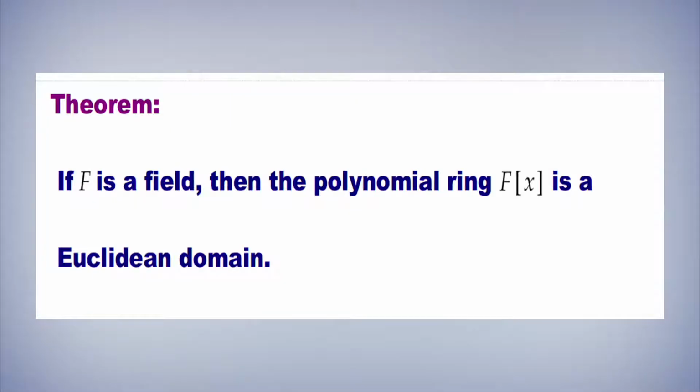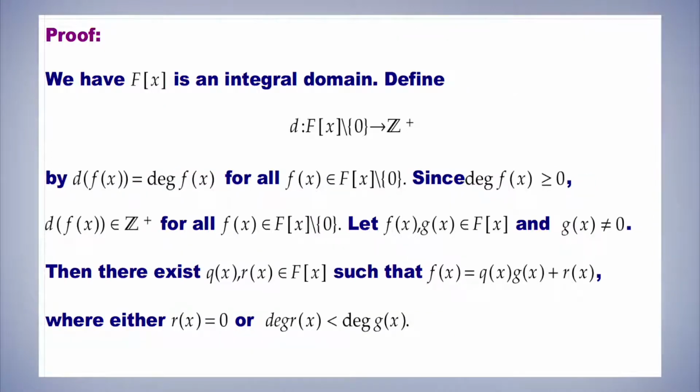If F is a field, then the polynomial ring F[x] is a Euclidean domain. The proof: we have F[x] is an integral domain. Define d from F[x]∖{0} to Z⁺ by d(f(x)) = degree of f(x) for all f(x) belonging to F[x]∖{0}. Since the degree of f(x) is greater than or equal to 0, d(f(x)) belongs to Z⁺. Let f(x) and g(x) belong to F[x], with g(x) not equal to 0.